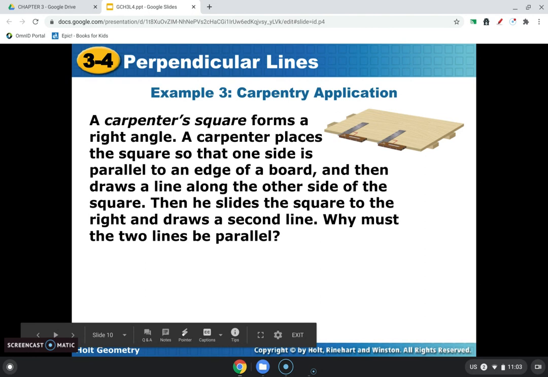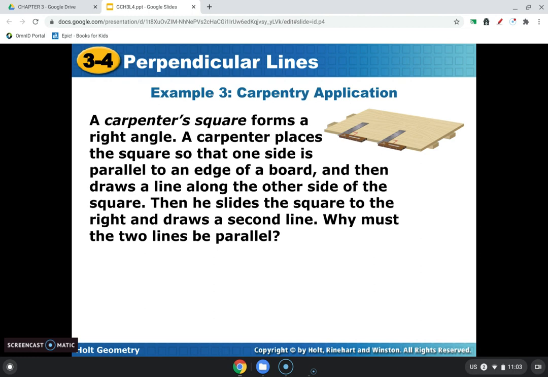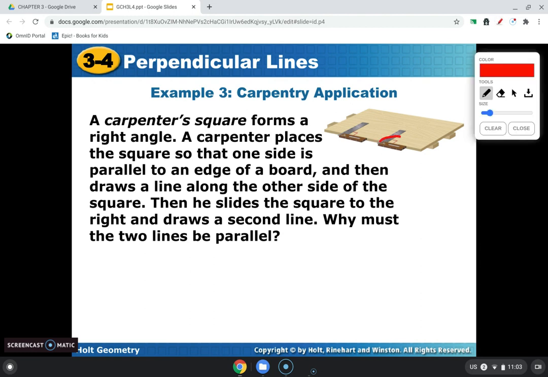There you go. A carpenter's square forms a right angle. A carpenter places the square so that one side is parallel to the edge of a board, and then draws a line along the other side. Then he slides it down and draws a second line. Why must the two lines be parallel? Well, 90, 90. What kind of angle pair are those? They're corresponding, okay? Or they're both perpendicular, which means those two lines have to be parallel.